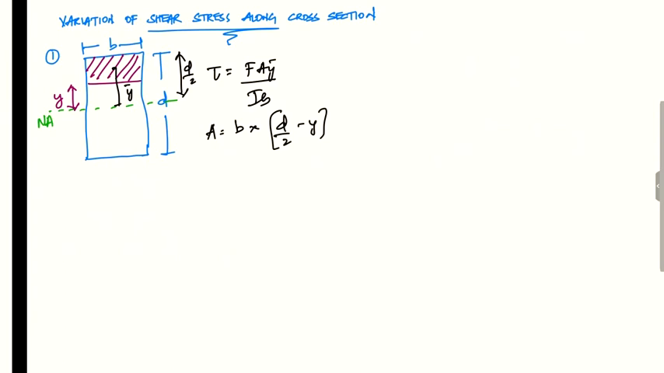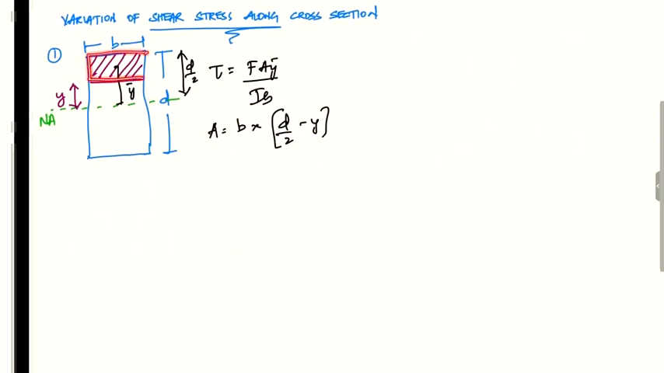I'll repeat once again. The area of this rectangle, I could take it as the width, that is B, into this distance. I know the total distance here is D by 2 and I have considered this as Y. So this distance will be D by 2 minus Y, isn't it? Similarly, I have this Y bar, I could write it as Y plus D by 2 minus Y, right? Divided by 2.